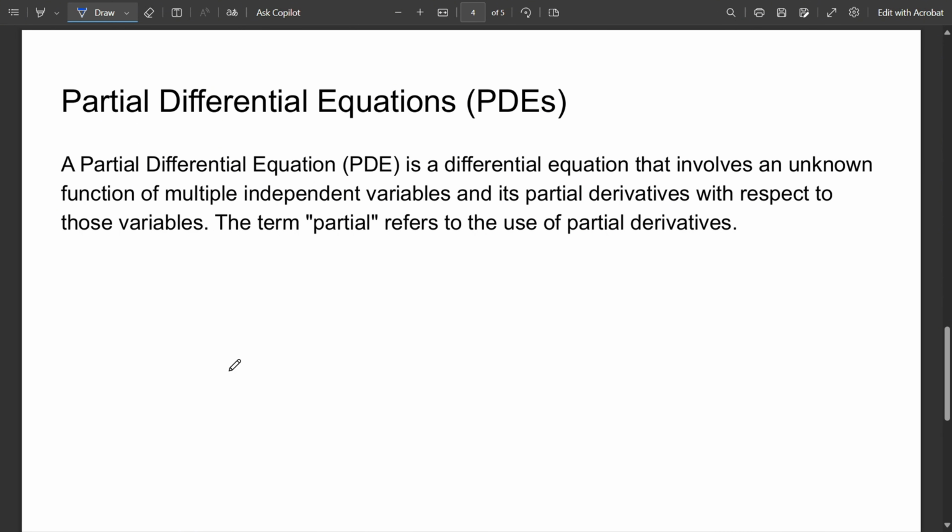Next is partial differential equations. A partial differential equation, PDE, is a differential equation that involves an unknown function of multiple independent variables and its partial derivatives with respect to those variables. The term partial refers to the use of partial derivatives. For example, we can write partial u by partial x plus partial u by partial y equals 0. This is a partial differential equation.